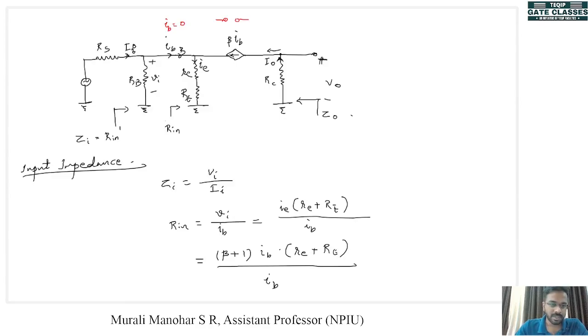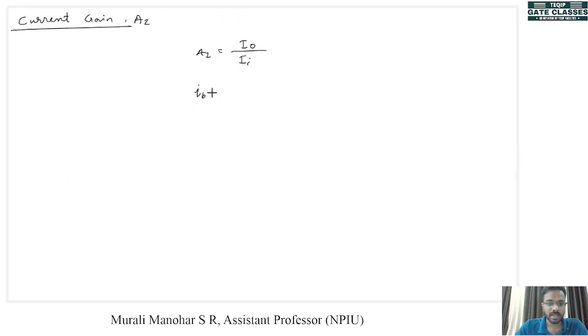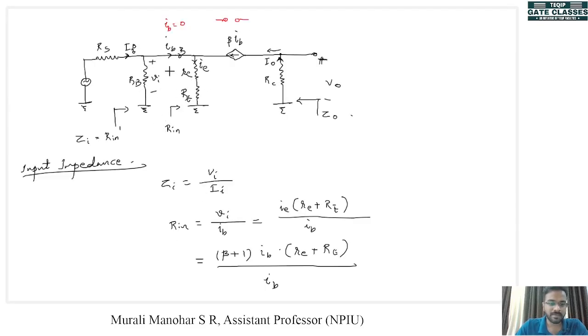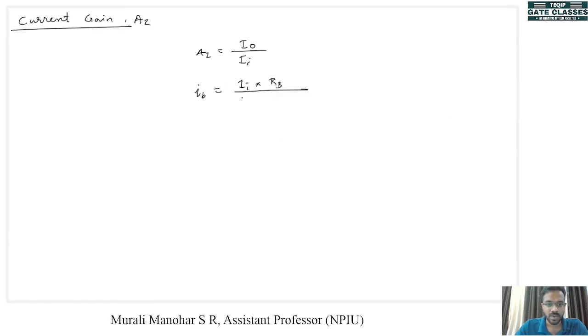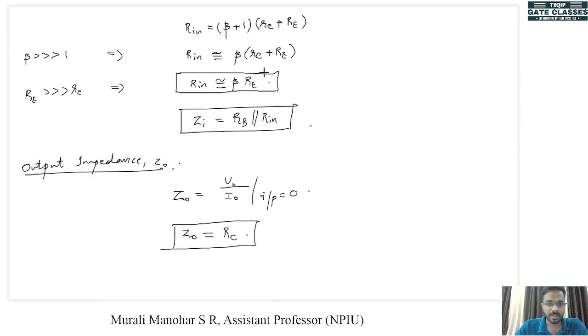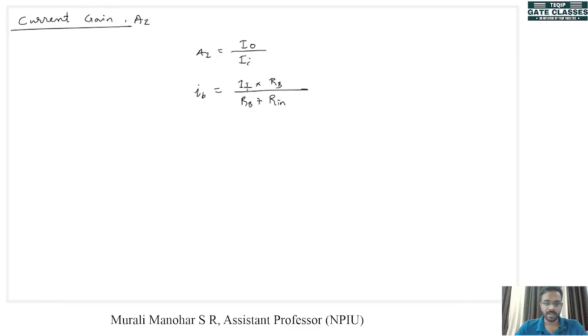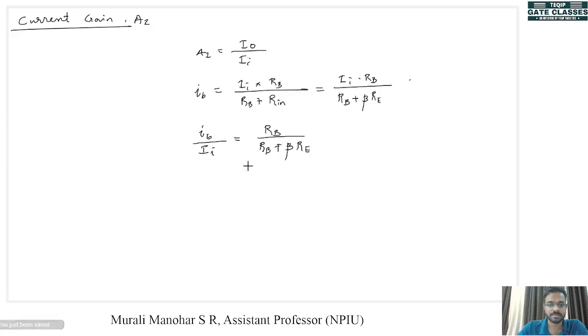So if you look here, Ib flows here, there are two parallel resistances, and Ib is the current through this resistance. So that means we can apply the current division rule here, and by current division rule we will get Ib as Ii into RB divided by the resistance here after RB, which is nothing but Rin. So RB plus Rin. Now we know the approximation for Rin, which is beta Re. So this can be written as Ii into RB divided by RB plus beta Re. Now from this we will get a relation between Ib and Ii, and that will be equal to RB divided by RB plus beta Re.